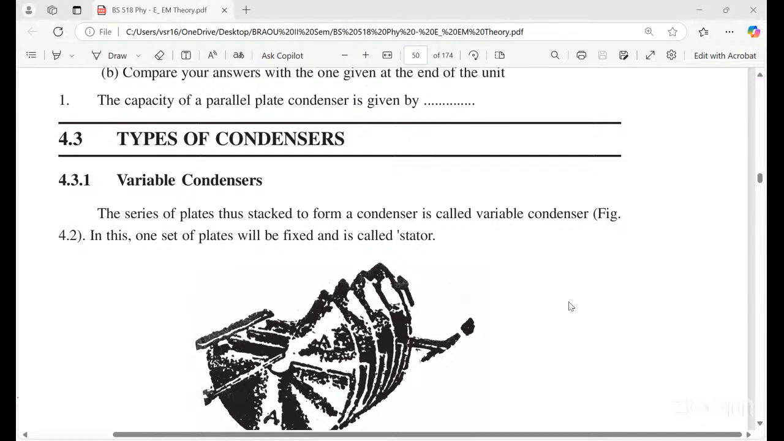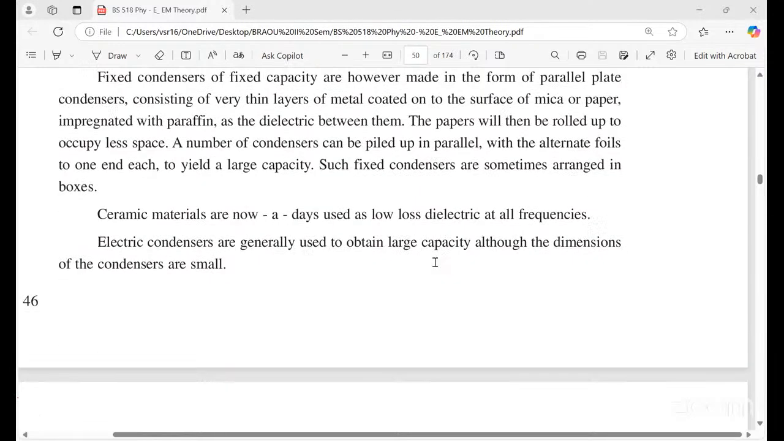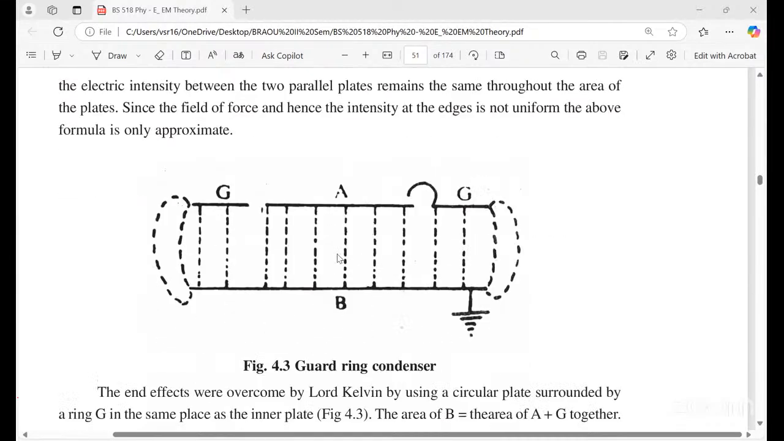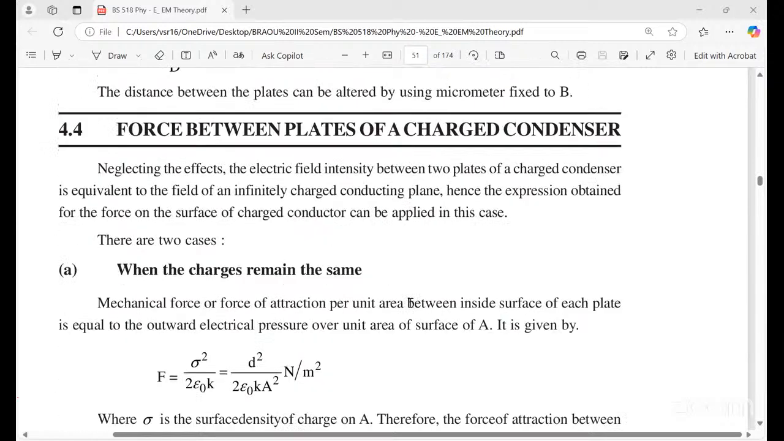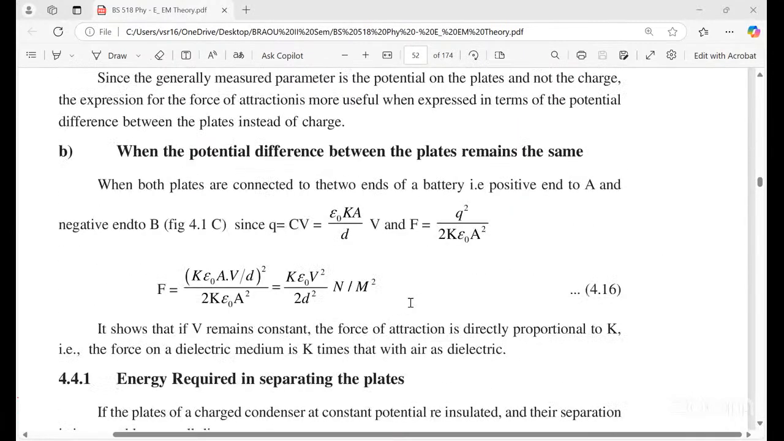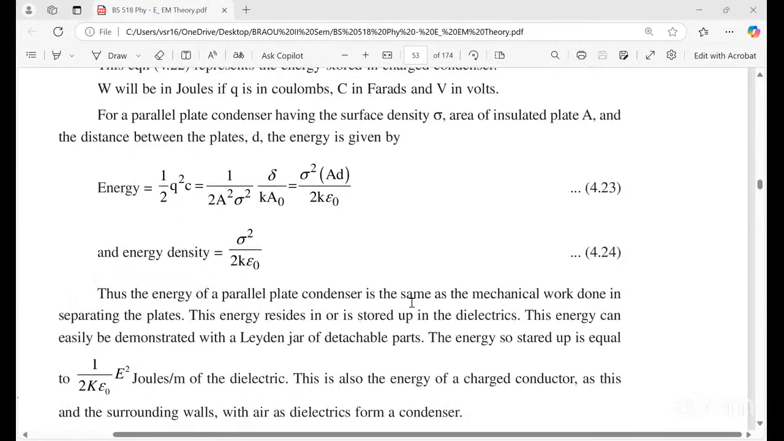So this is the variable condenser. Types of condensers: this is the variable condenser. Variable means you are able to change the capacitance of the capacitor. And fixed condensers are also there, and guard ring condensers, standard condensers. This is the guard ring standard condenser. The force between these two. Energy is half CV square.